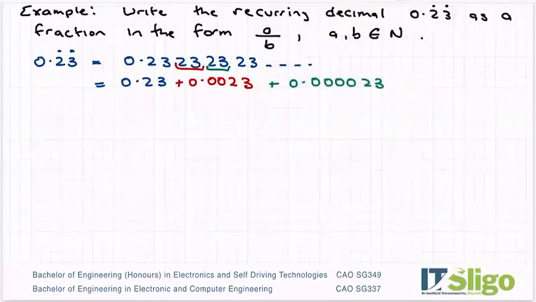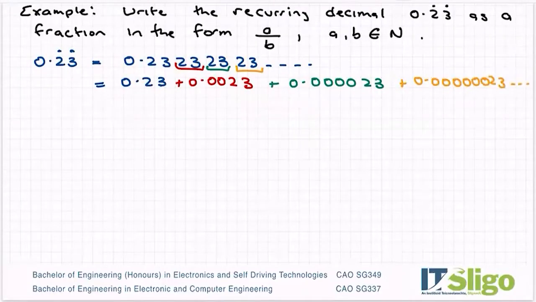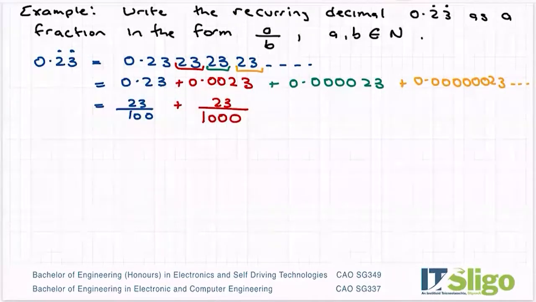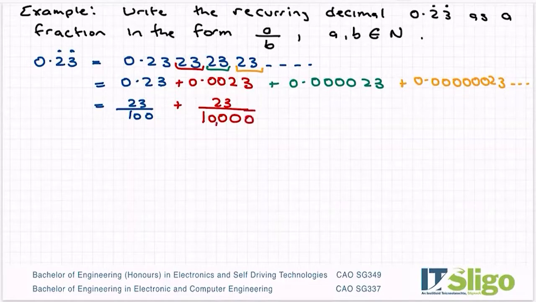Let's change to another color. To get at the two orange ones at the end, I'll need 6 leading zeros: 1, 2, 3, 4, 5, 6, then 2, 3, and so on. If I write them then as fractions, that's 23 over 100. This one is 23 over 10,000. What you do is you count the number of digits here, and that's the number of zeros at the bottom.